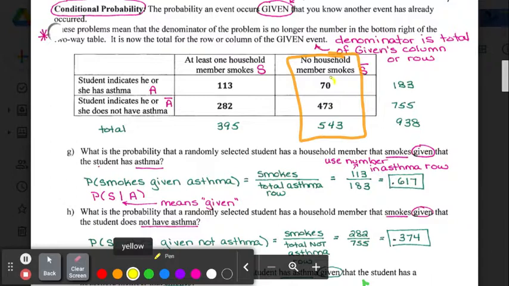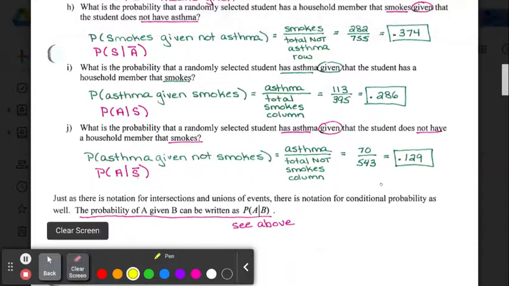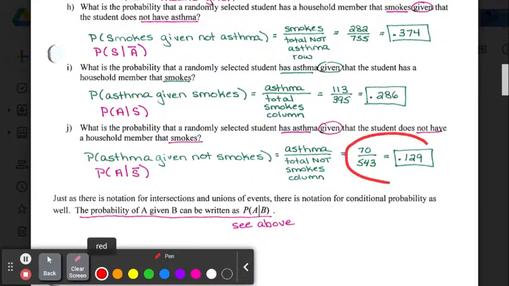So we're looking for a student who has asthma, given that they are in a household that doesn't smoke. That's where that came from. I'm all over the place. And here's where I got my answer. And then the last thing, I was writing the notation all throughout.